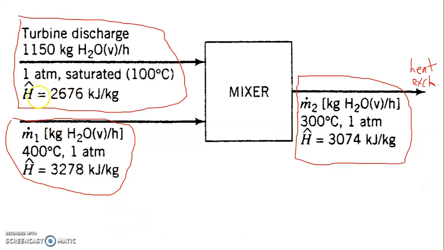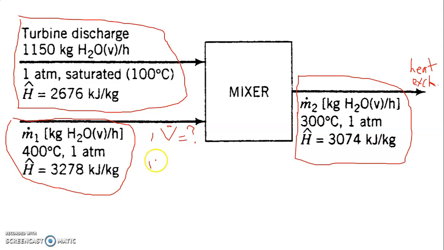And then how do we get this enthalpy? 2676 kilojoule per kg, and also 3278 kilojoule per kg. As simple as that, we just check the steam table. And then one more thing, we need to find the volumetric flow rate, right? But before we find the volumetric flow rate, we can find the mass flow rate for this part. Since we have the mass flow rate for this part, and also for this part, we can do the mass balance first.